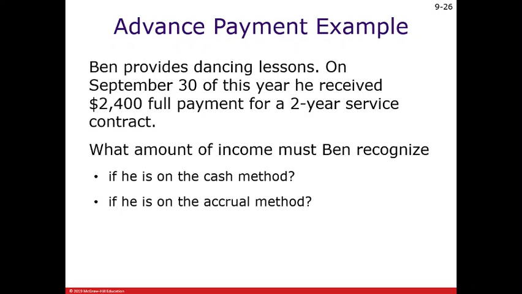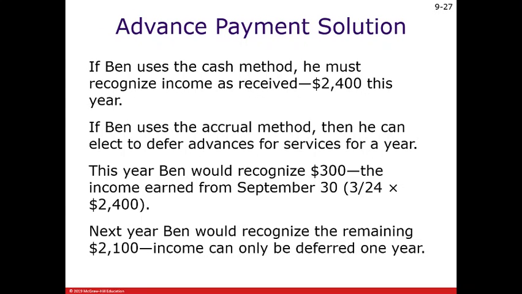All right, so we have an example here. Ben provides dancing lessons. On September 30th of this year, he received $2,400 full payment for a 2-year service contract. What amount of income must he recognize? If he's on the cash method, if he's on the accrual method. So for the cash method, he's got to use $2,400 as recognition.